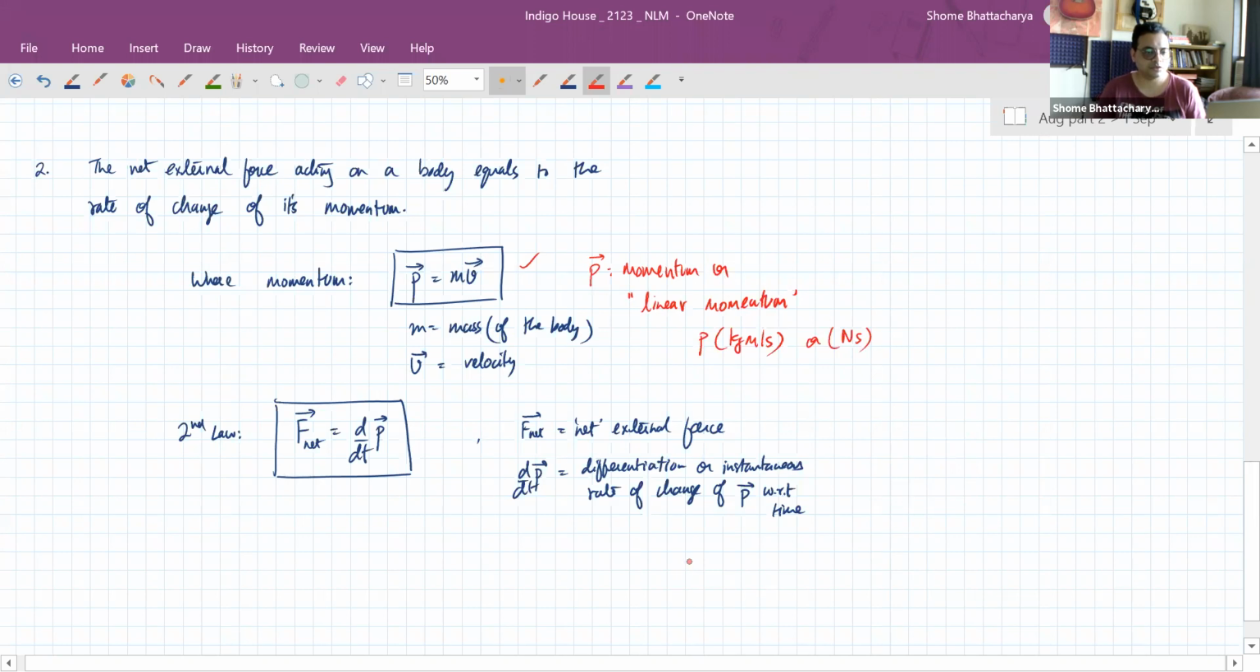And force is measured in newtons, where 1 newton is equivalent to 1 kilogram meter per second square. I'm writing all the SI units over here. This is the standard international units.